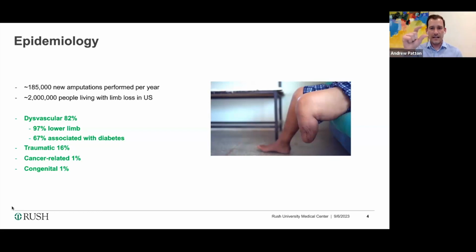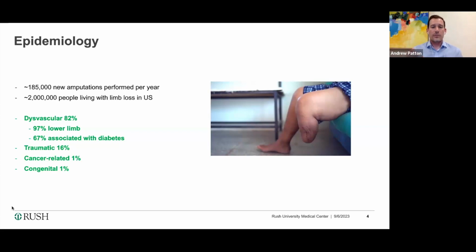In that 82%, 97% are lower limbs. So nearly all of the dysvascular amputations in the United States are lower limb cases, and a little over two thirds of those dysvascular cases are associated with diabetes, like I mentioned, a huge comorbidity.